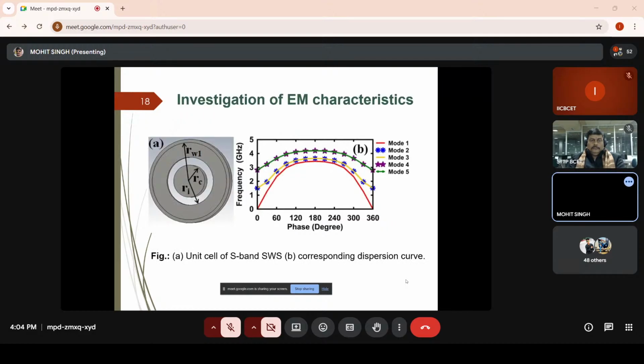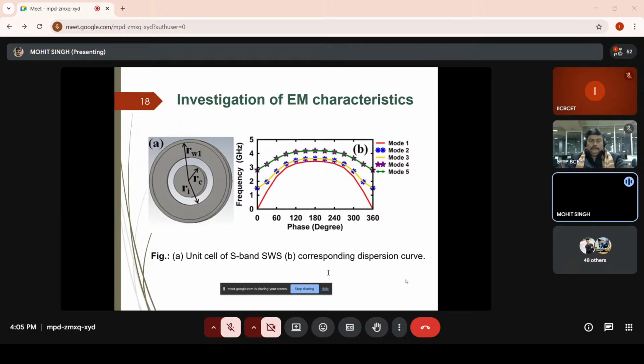Now, just this one is the basic unit cell. Earlier I have shown you the complete design of the MILO, but here I am not showing the complete design. This one is the unit cell, which has the periodicity L.